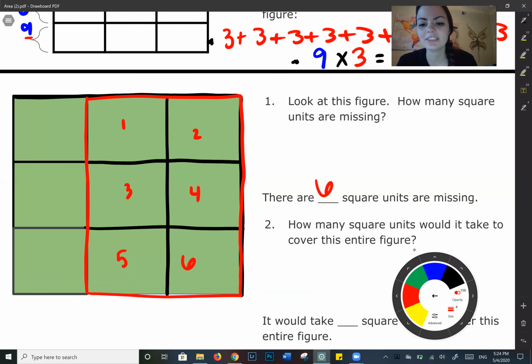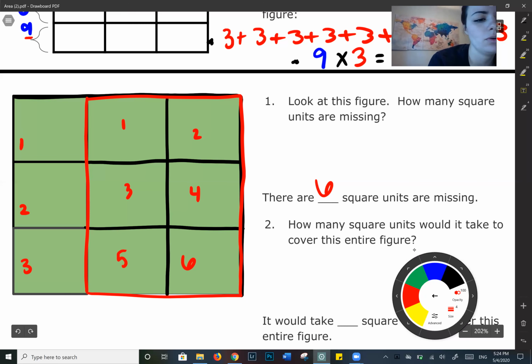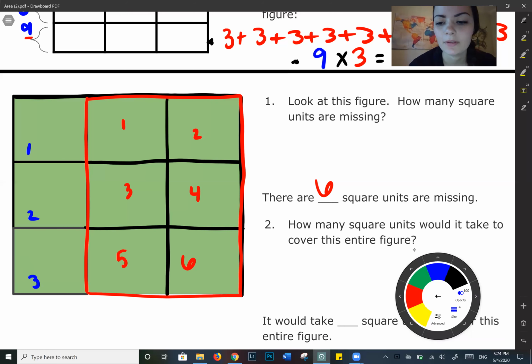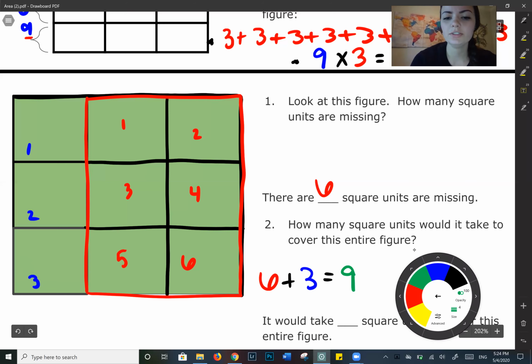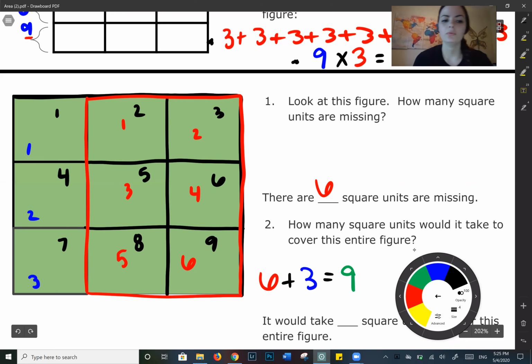Okay, how many square units would it take to cover the whole figure? Okay, so there are 6 missing, but now it wants to know the whole figure, how many does it take? Because it doesn't take 6. We already had 1, 2, 3. So all we have to do is do 6 plus 3. And we would get 9, right? So we can also just make sure and count one by one. And we get 1, 2, 3, 4, 5, 6, 7, 8, 9. We did. We got the same number.